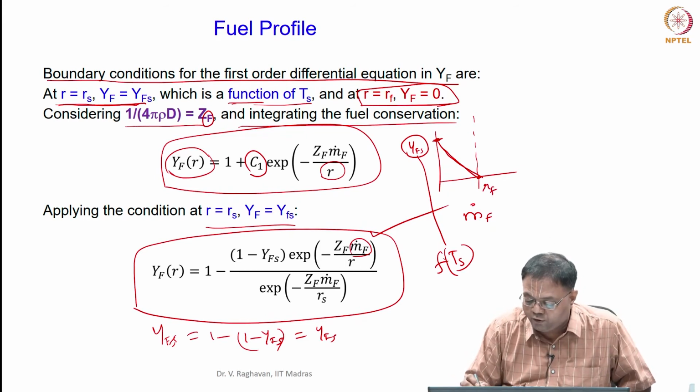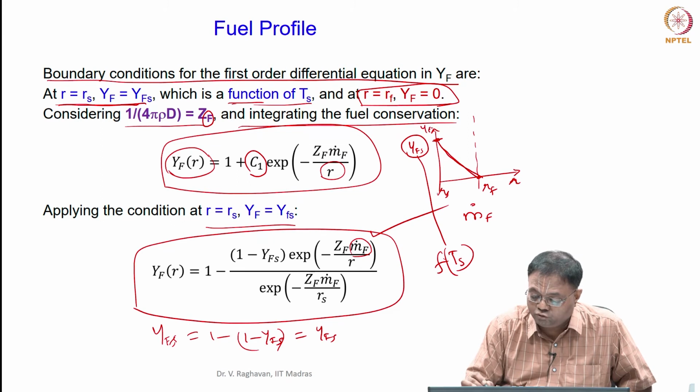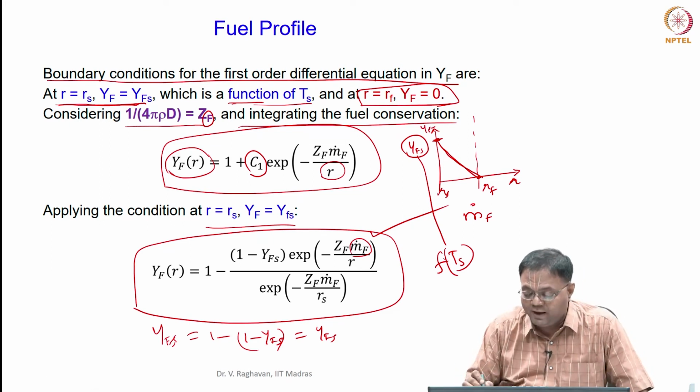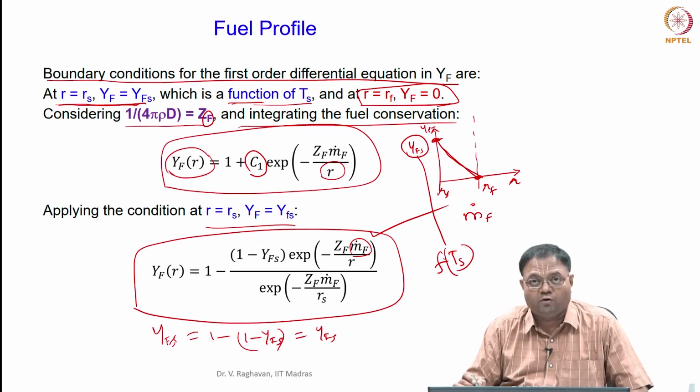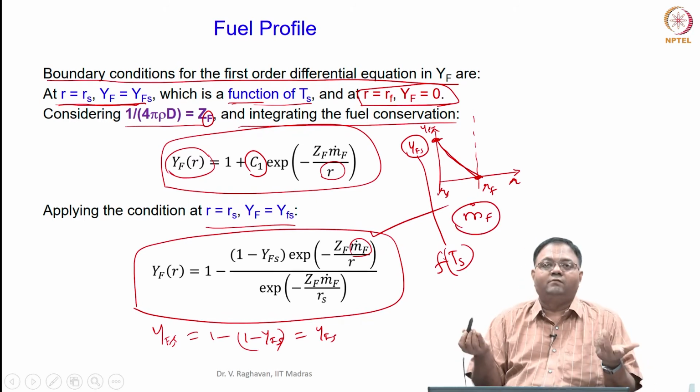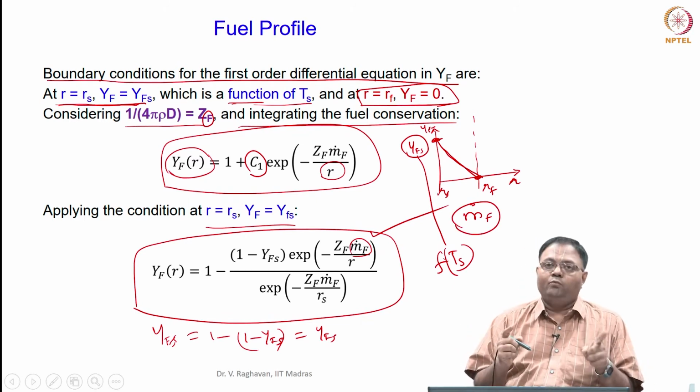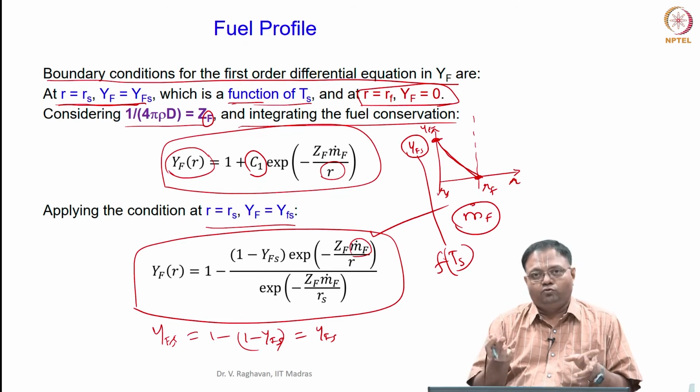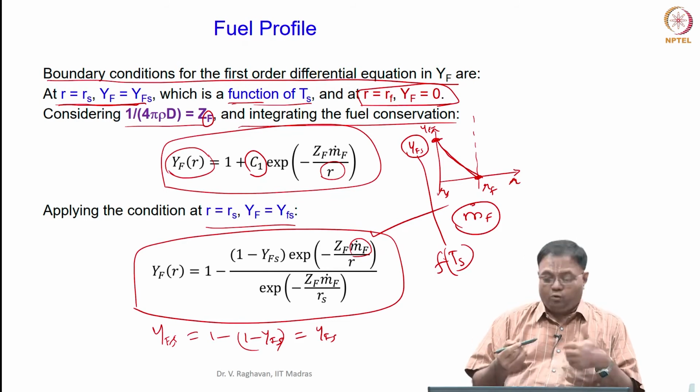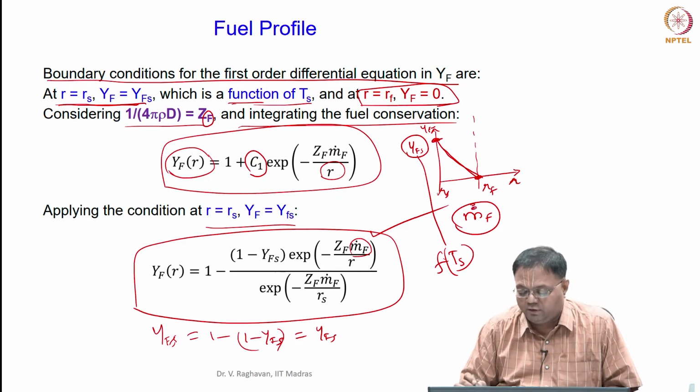At RF, this is R equal to RF, this is RS, and this is a function of this R coordinate. So this is YF. Now please understand that based upon the YFS value and RF value, MF can be an eigenvalue. If you vary YFS, then RF also will vary, then MF also will vary. So this MF can be obtained as an eigenvalue between these two.